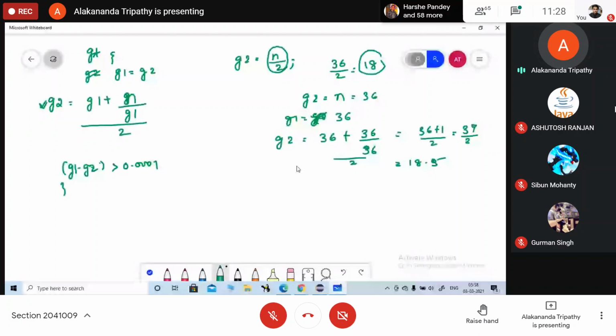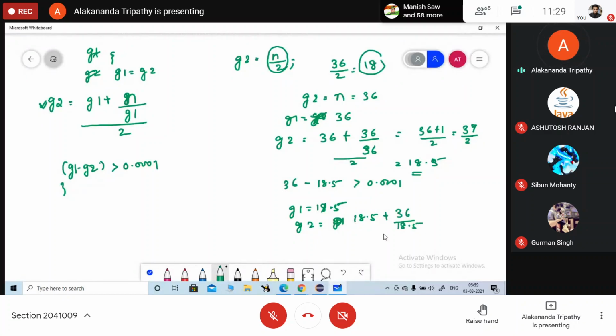Now G1 में कितना है तुम्हारा? What is the value in G1? 36. 36 minus 18.5. It is greater than 0.001. Yes ma'am. Okay, again compute. So G1 is equals to now 18.5. Now G2 ये कितना हो जाएगा? G1 plus means 18.5 plus 36 divided by 18.5 whole divided by 2.